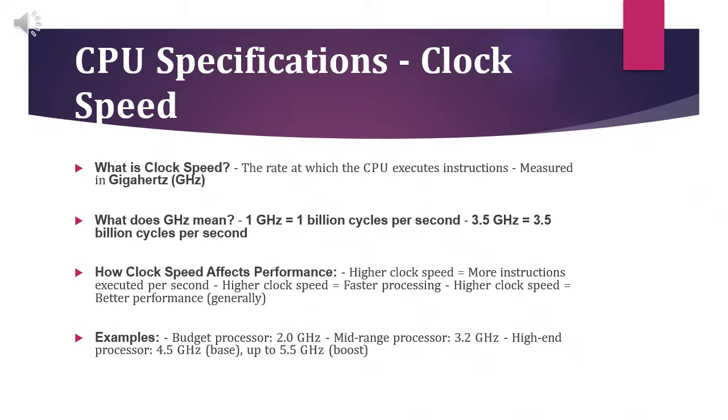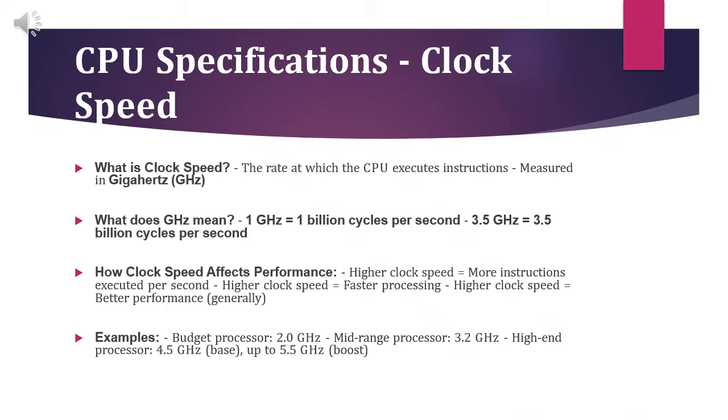Now let's look at a key specification: clock speed. Simply put, clock speed is the rate at which a CPU carries out instructions. We measure this in gigahertz, or GHz for short. To give you an idea of what that actually means, 1 gigahertz represents 1 billion cycles every second. So a processor running at 3.5 gigahertz is performing a staggering 3.5 billion cycles per second.